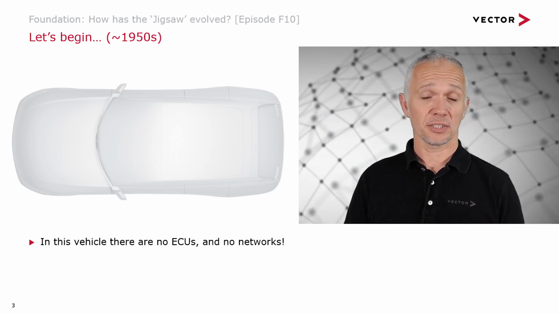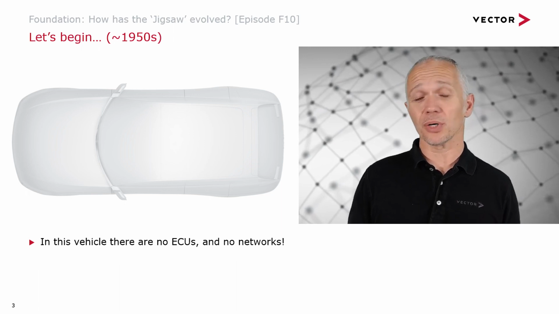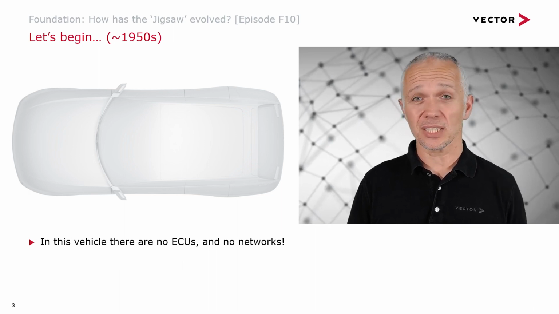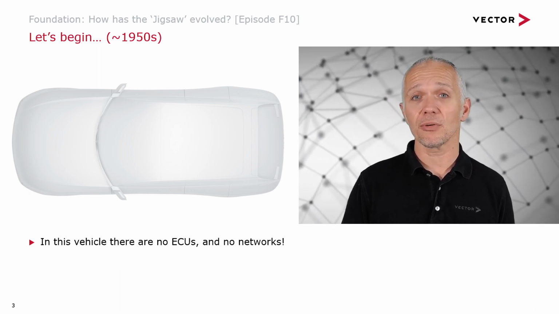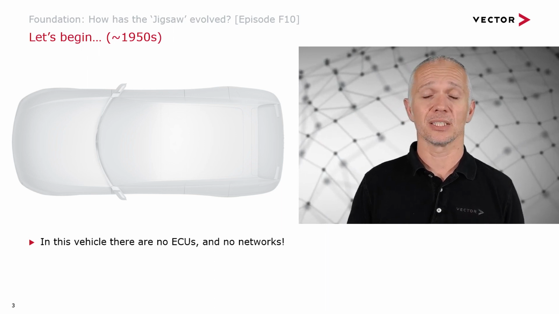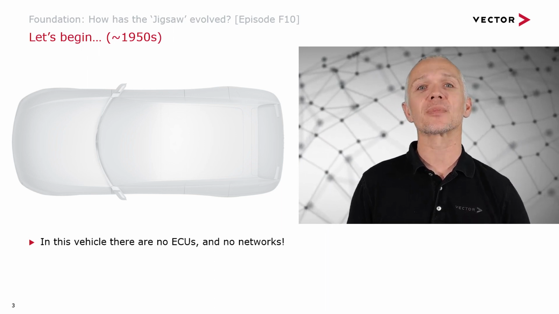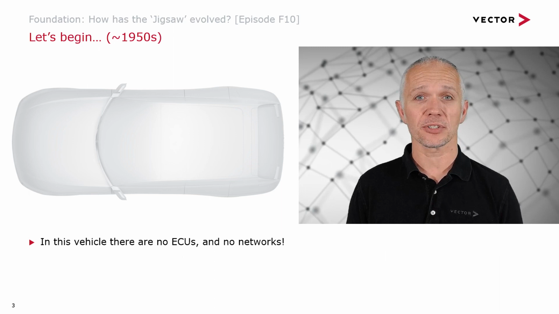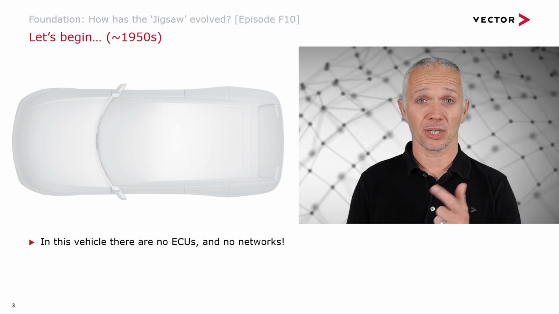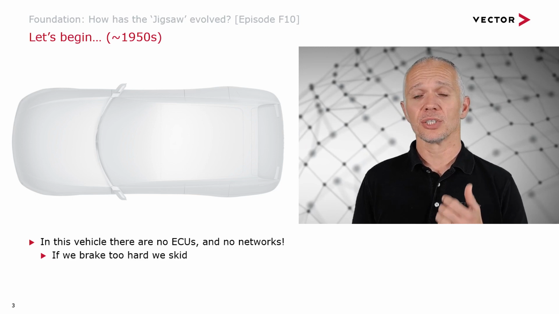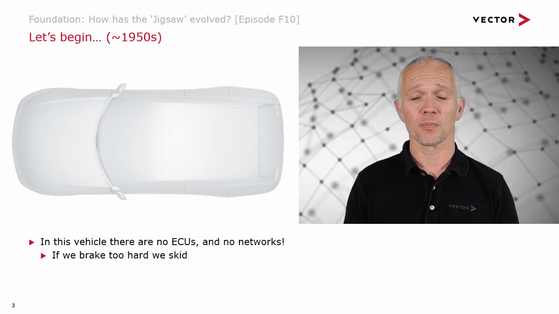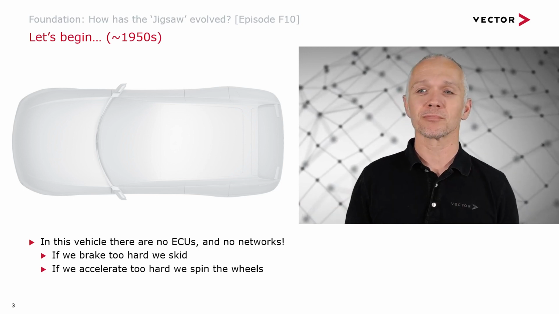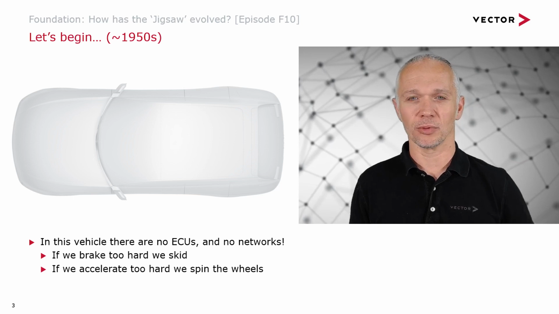And in this vehicle, there are no ECUs and no networks. And really, this was the case for the first 70, 80, 90 years of vehicles. So the very first car was invented in the very late 1880s in Germany. And yeah, the electrics, when they arrived, we had lights, we had a starter motor to start the engine, and really nothing else. So if we brake too hard in this vehicle, we're going to skid. If we accelerate too hard, we're going to spin the wheels. Not especially interesting from our perspective when we're all about EE systems.